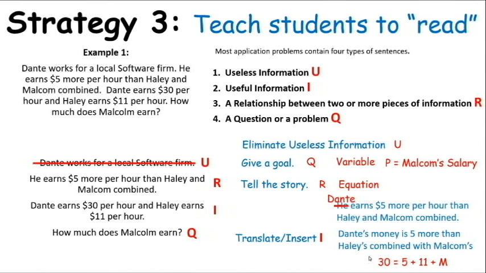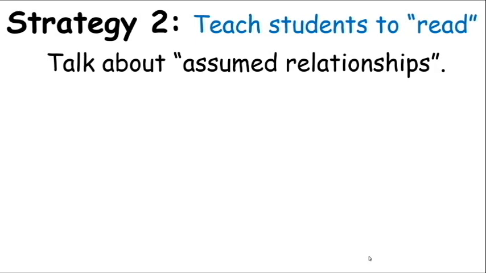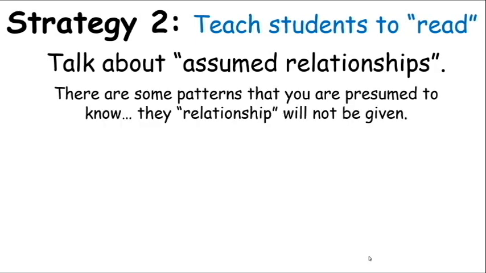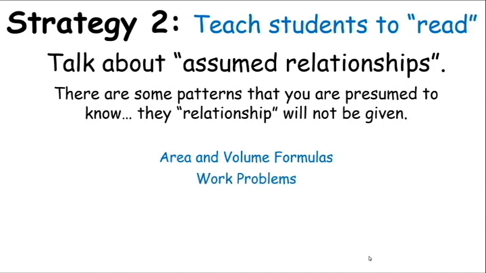Now, I know what some of you are probably already thinking. There are some times where the relationship is not given. After I've taught my students how to solve using this method, we talk about assumed relationships or relationships that the problem giver assumes that you know. This would be things like if the question says find the area. They may not state the area formula because they assume you know it. Work problems and distance problems are notorious for these kinds of assumed relationships, as are triangle sum theorems.